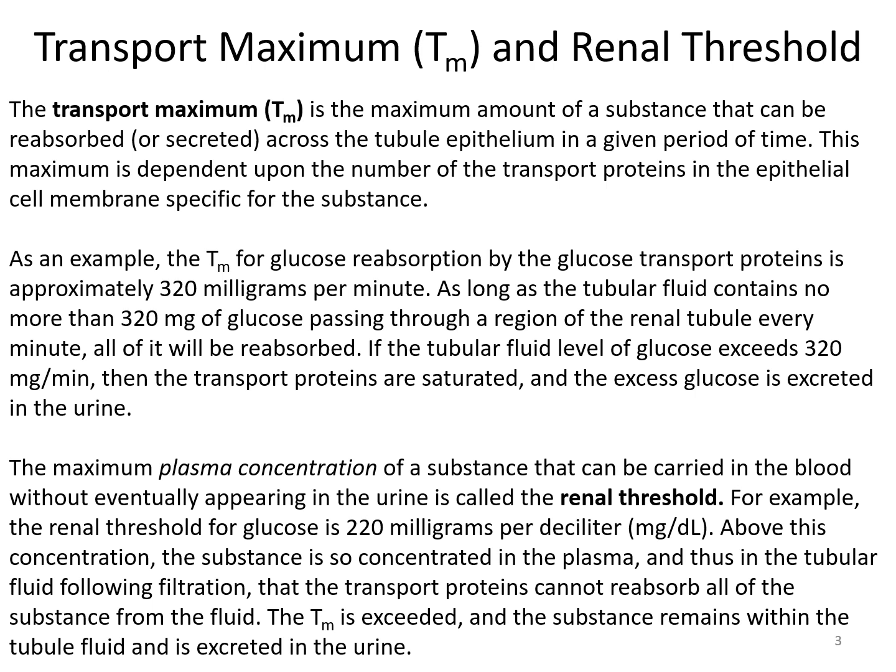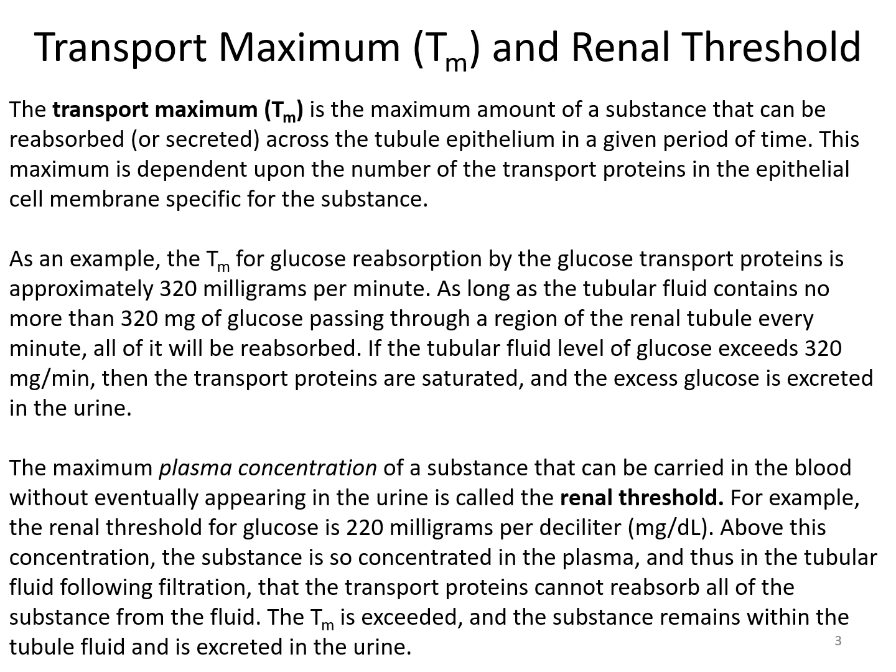So a related concept is renal threshold, and I kind of just touched on that. Transport maximum refers to what happens in the tubule system. So we're talking about how many molecules of glucose can actually get absorbed in the tubule system per any given minute. Renal threshold kind of takes that and relates it back to the plasma concentration. The renal threshold is the plasma concentration of a substance that can be carried in the blood without eventually appearing in the urine.